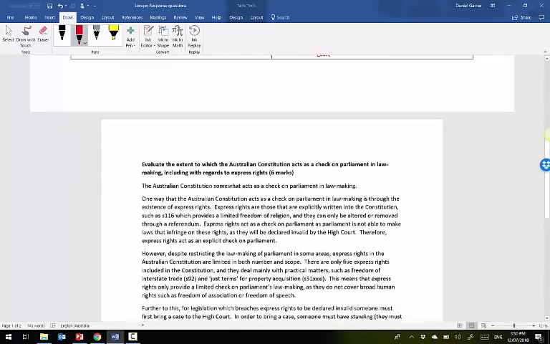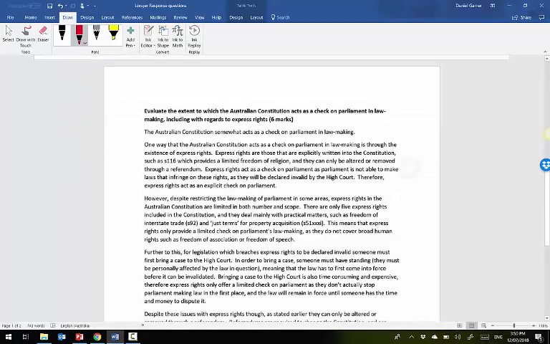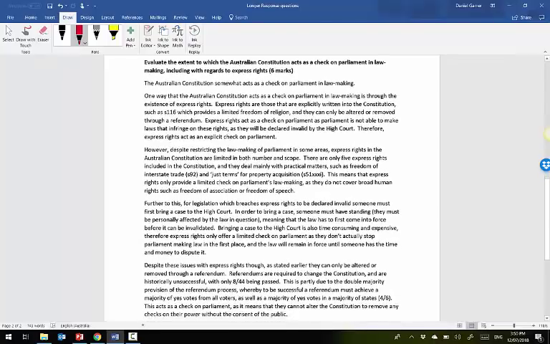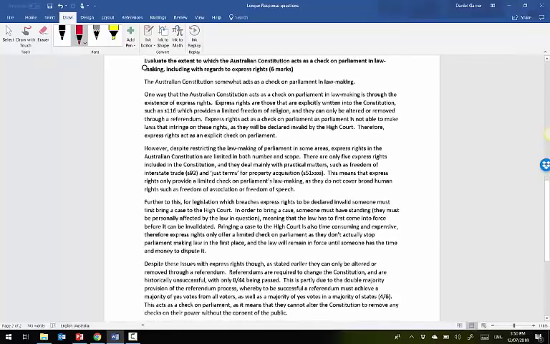What does this look like in a whole answer? Well, you can see here, if I can get this to slide, that paragraph that we just looked at is here. One way the Australian Constitution acts as a check on Parliament is through express rights. Done. Already done that. Notice how then I go to a bit of evidence from the other side. However, so I get good flow in my answer.